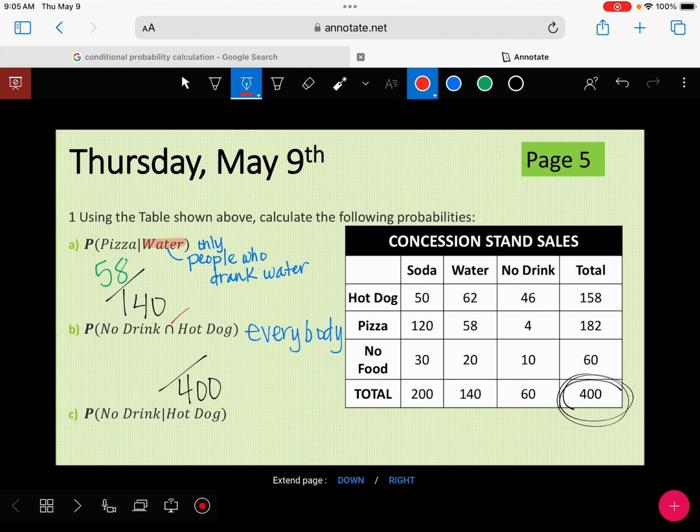And when it's faced upside down, this means and. So no drink. This is my no drink column. And this is my hot dog column. What number did I highlight pink and blue? There's only one number that's pink and blue. 46. Sorry.